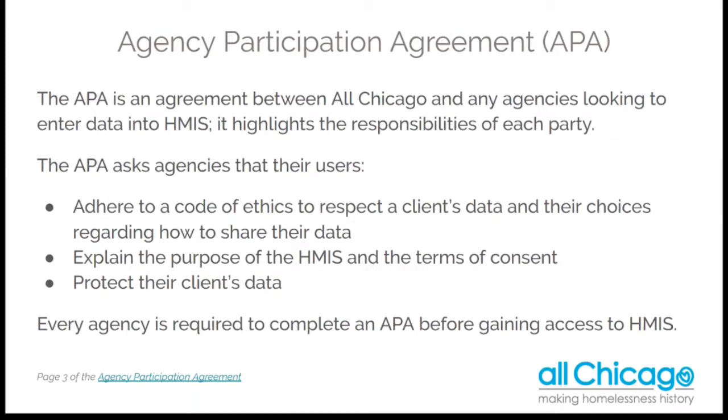The Agency Participation Agreement, the APA, is an agreement between All Chicago and any agencies looking to enter data into HMIS. It highlights the responsibilities of each party. The APA asks that agencies' users adhere to a code of ethics to respect a client's data and their choices regarding how to share their data. It asks that the agency explain the purpose of the HMIS and the terms of consent and protect their clients' data. Every agency is required to complete an APA before gaining access to HMIS.